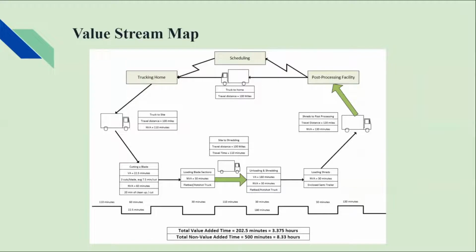Next, we have a value stream map showing an overall layout of the process that was selected as a recommendation. It starts with trucks coming to our cutting site, and then we go into cutting the blades, which is a value-added process time. From there, we load the blade sections and transport them, then needing unloading and shredding, which is also a value-added process time, then loading those shreds and taking them to a post-process facility. Time is divided between value-added, which includes tasks such as shredding and cutting, and non-value-added, which is transportation and loading.